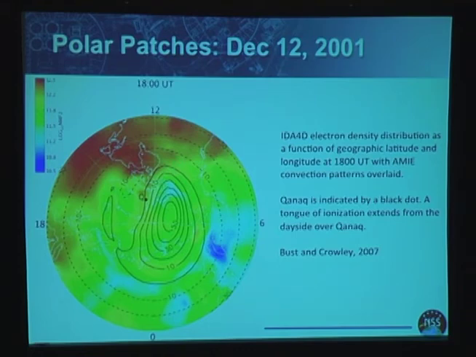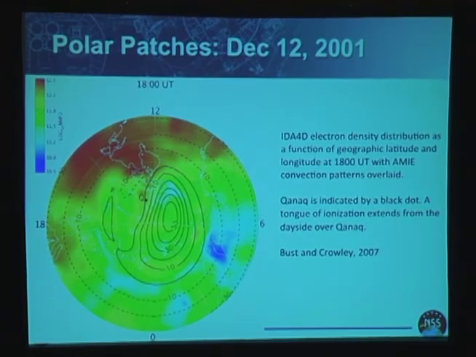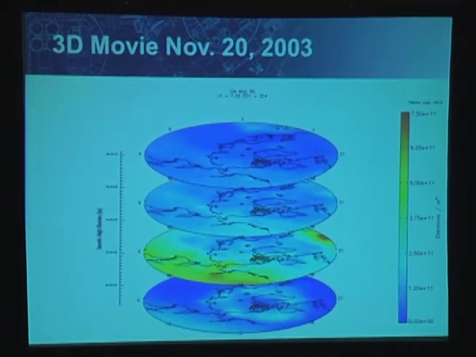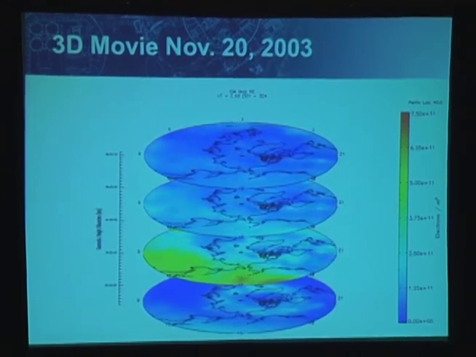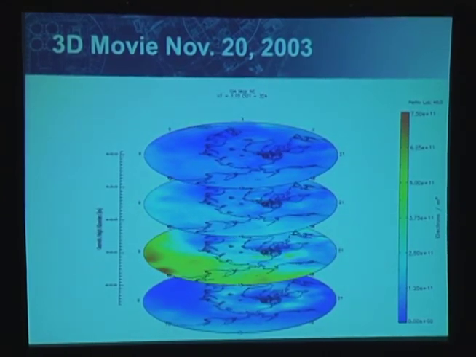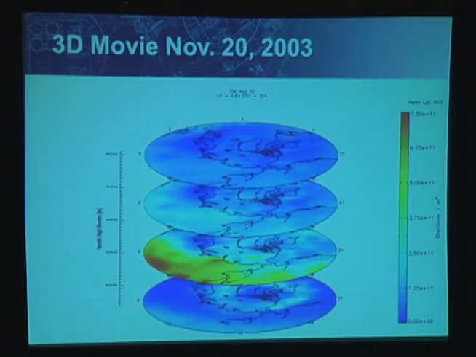This is an example to give you a feel that this type of imaging can be done for science. I think there are a lot more examples I won't go into, but you have to believe the images. You have to have a feel for their accuracy, but you can do things with them. This is a movie from November 20th, 2003, which, as most of you know, was one of the two gigantic superstorms from that time period.